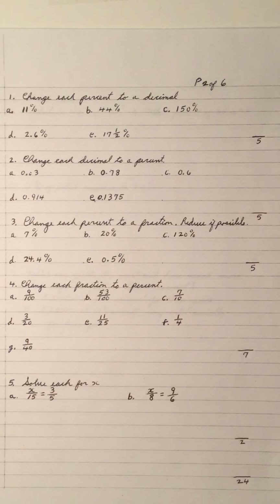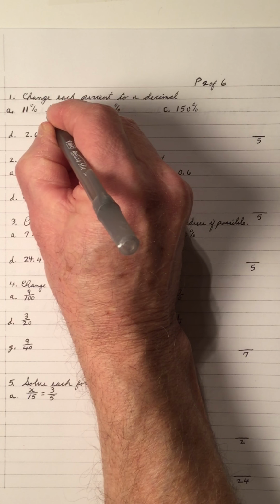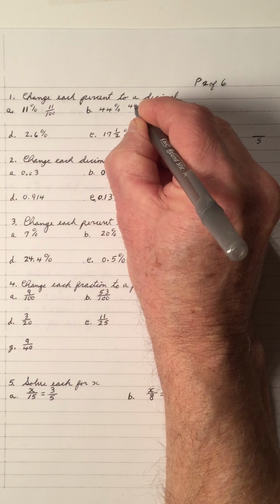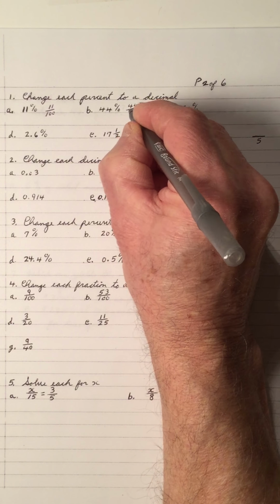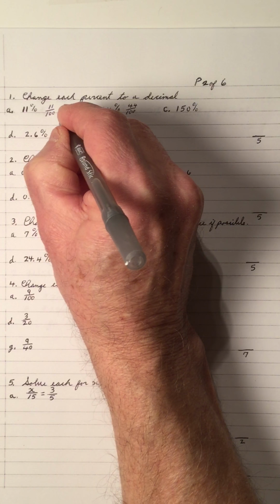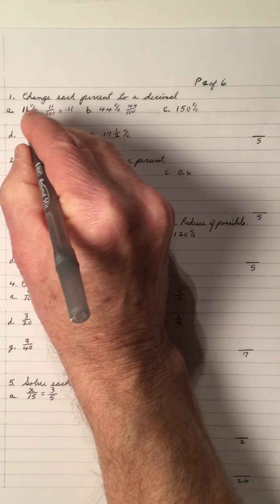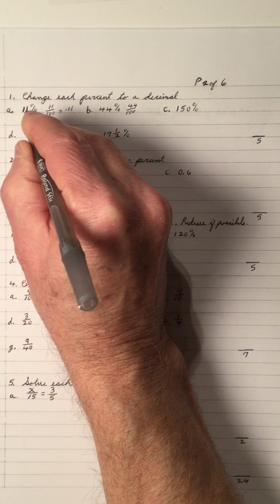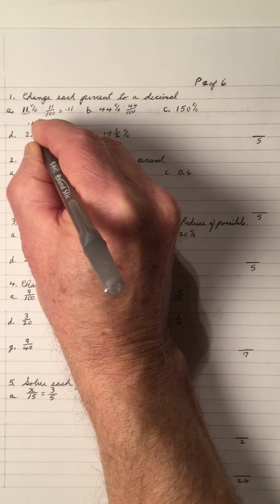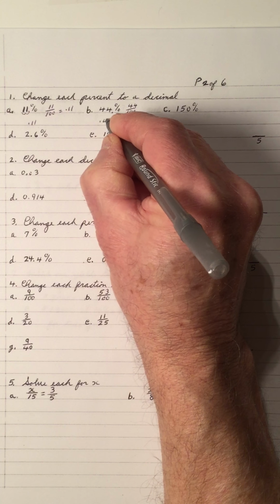Here we go. Number 1, 11%. Percent is out of 100, so it's 11 out of 100. 44% is 44 out of 100. But that would be the long way. I think it's better to move your decimal 2 places to the left to get decimal 0.11. It's better to move your decimal 2 places to the left to get decimal 0.44.